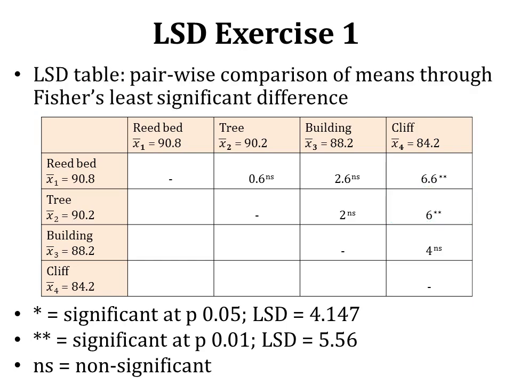So here we have our result table of LSD, which is the pairwise comparison of means through Fisher's least significant difference. And here we can see that the difference between the means of reed bed and tree is non-significant. Difference between the samples taken from reed bed and building is also non-significant. The difference between reed bed and cliff samples is highly significant. Then the difference between the samples taken from tree and building is non-significant, and the difference between tree and cliff samples is highly significant. And the difference between building and cliff samples is non-significant. So here we have the detailed analysis, which was not shown in the ANOVA summary table, right?